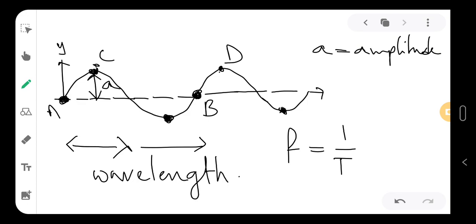Now one more thing I will tell you here. You can see that the flow of energy or the length of the wave is somehow dependent on your wavelength.